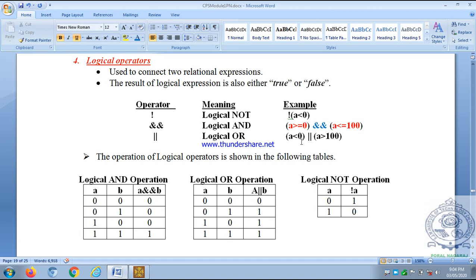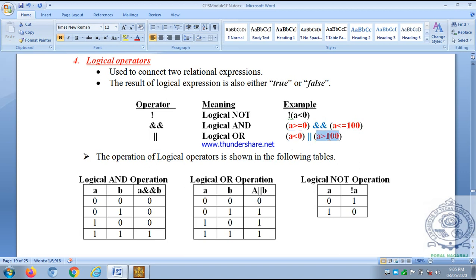Here a less than 0 is one relational expression, a greater than 0 is another relational expression, and the vertical bar is called the logical operator. Two relational expressions are combined by one operator, and that operator we call the logical OR operator. This whole expression is called a logical expression, whose value may be either true or false, whereas a less than 0 is simply called a relational expression.